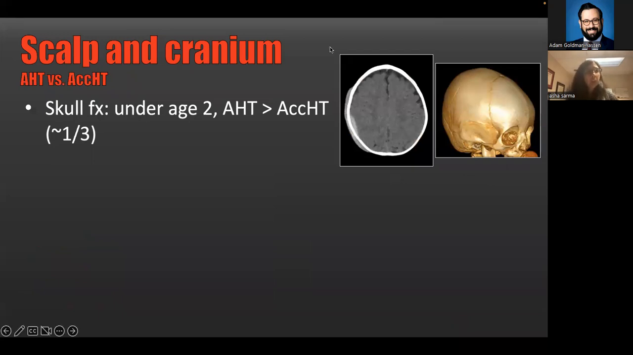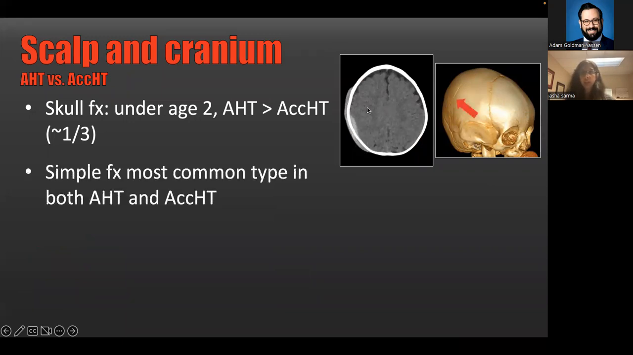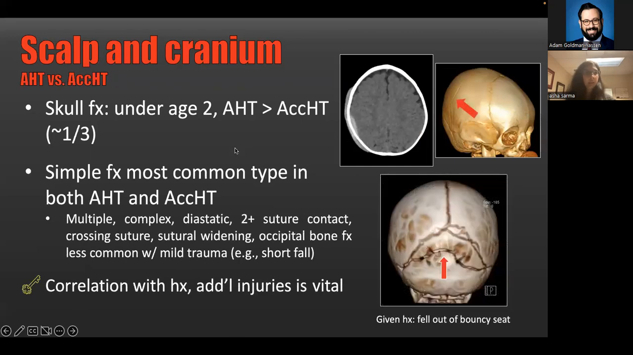Skull fractures under the age of 2: abusive head trauma is more common than accidental head trauma. Again, this has to be correlated with the mechanism that's given. We see this scenario all the time in both abusive and accidental head trauma. Here is a simple linear parietal bone fracture. There is overlying scalp hematoma, and there's subdural hemorrhage along the inner table here. The simple fractures are the most common type in both abusive and accidental head trauma, but the ones that should raise red flags and concern are multiple, complex, diastatic ones.